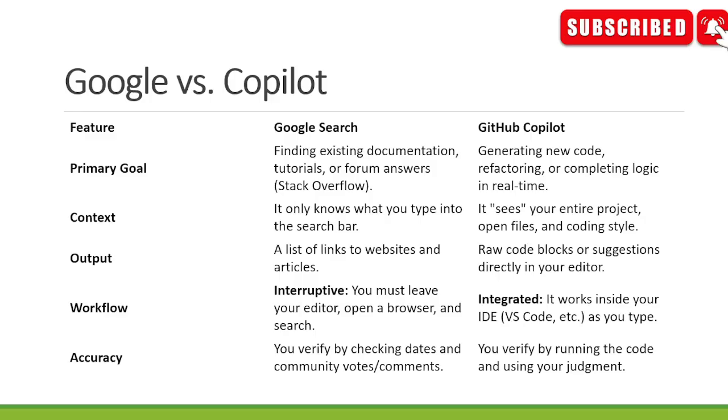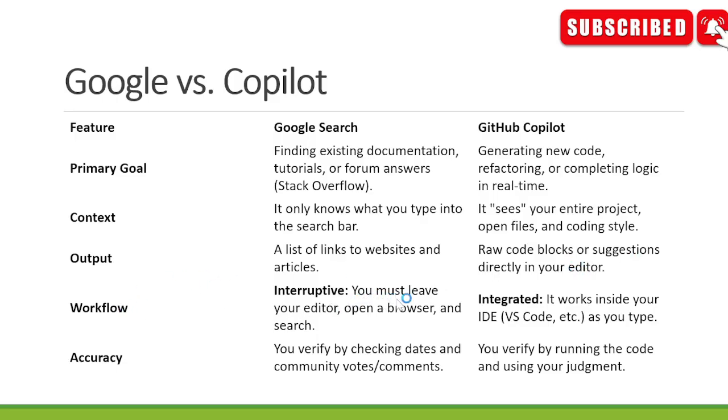Now let's move to Google versus Copilot especially. The primary goal of Google is finding existing documents, tutorials or forum answers. GitHub Copilot: generating new code, refactoring or computing logic in real time. Context: Google only knows what you type in the search bar. Copilot sees your entire code, open files, coding styles, and adapts to them. Output: Google gives a list of links to websites and articles. Copilot gives you raw code blocks or suggestions directly in your editor.